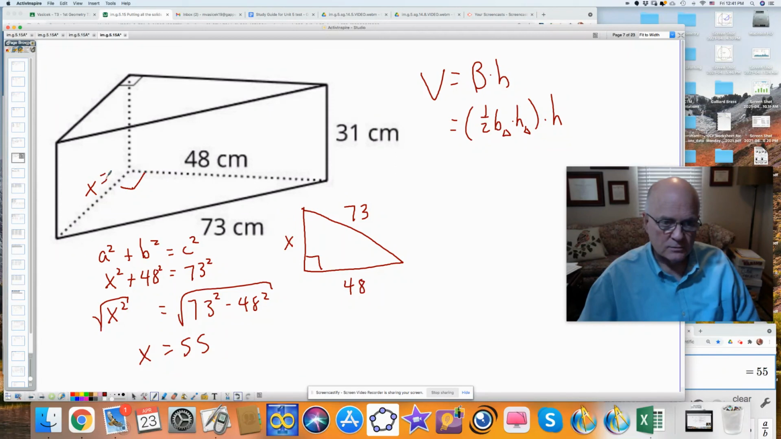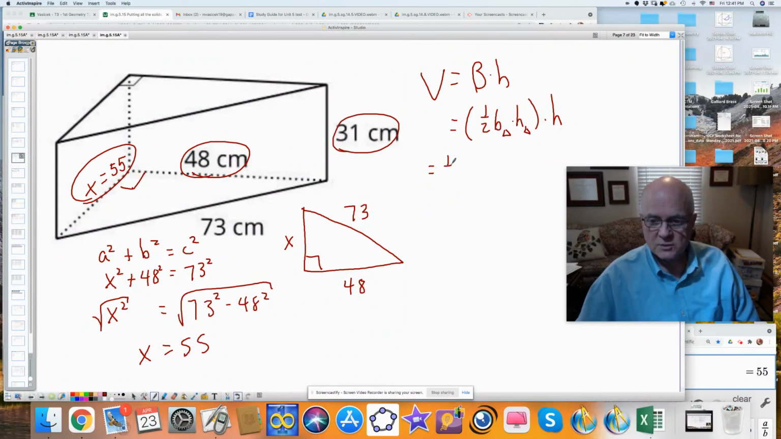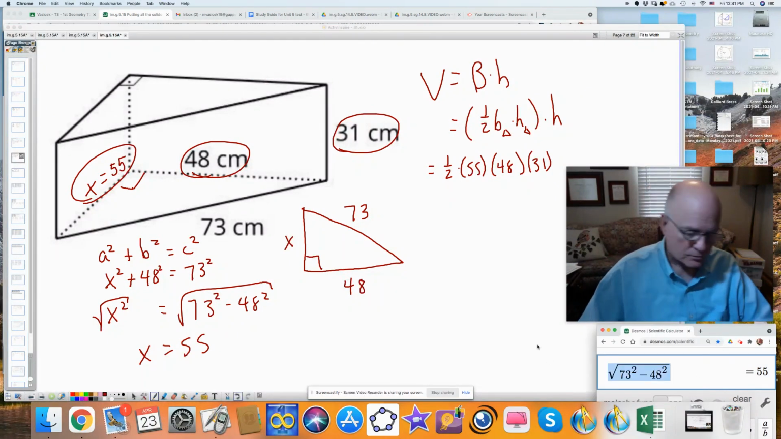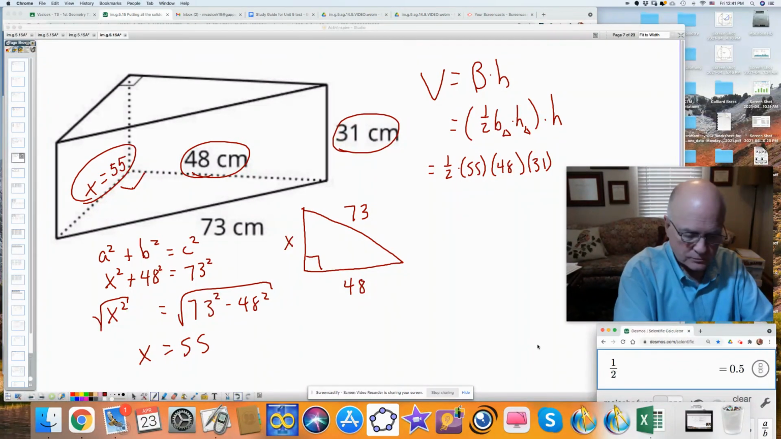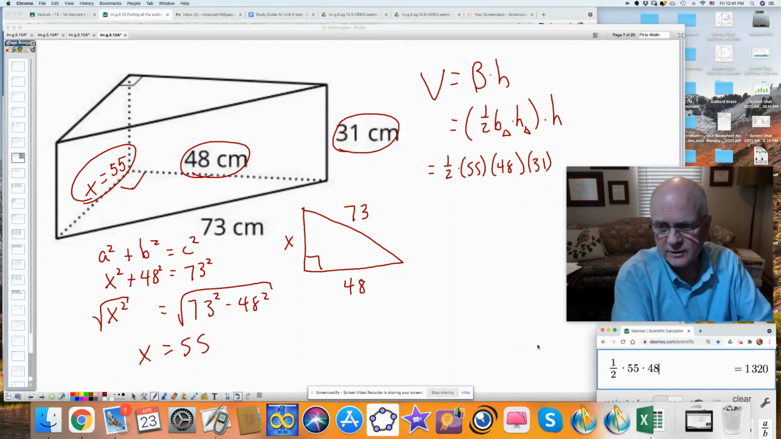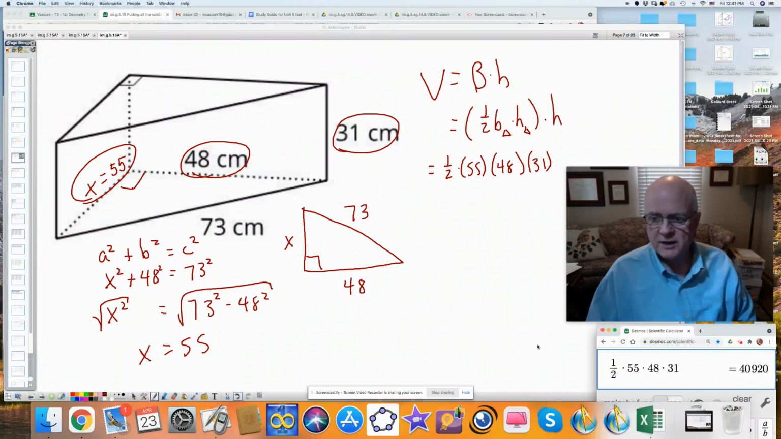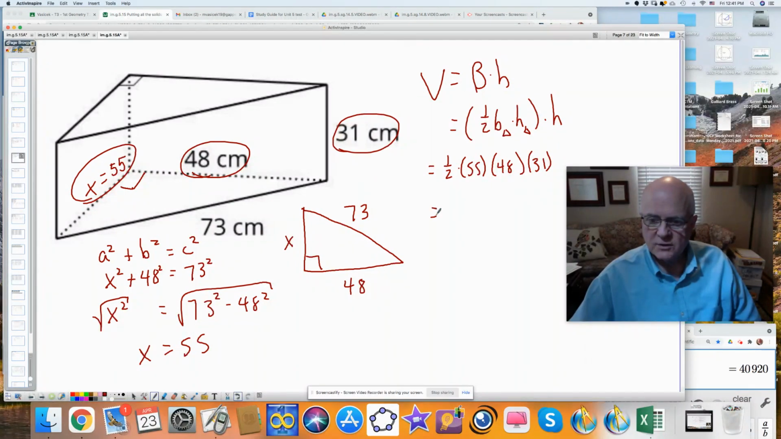Well, that's cool. I've got this side, and I've got the height. I can substitute those into the equation. 1/2 times 55 times 48 times 31. And I'll plug this into my calculator. 1/2 times 55 times 48 times 31. And I get this big number, 40920. This is centimeters cubed because it's a volume.